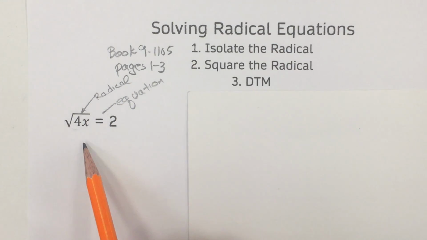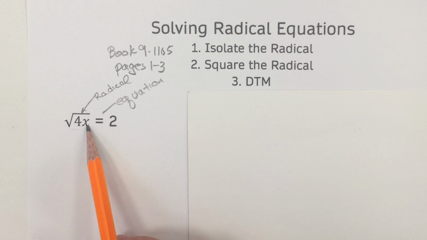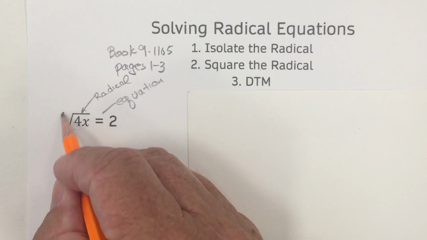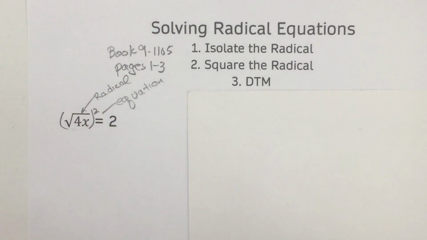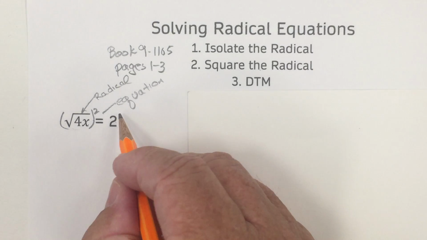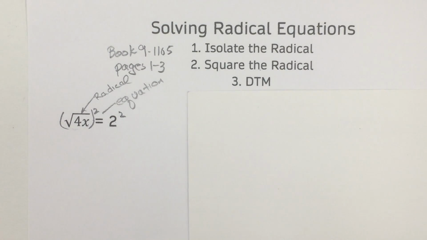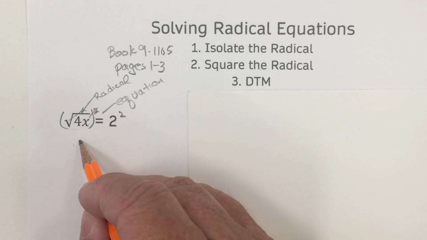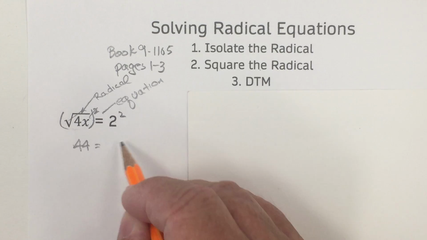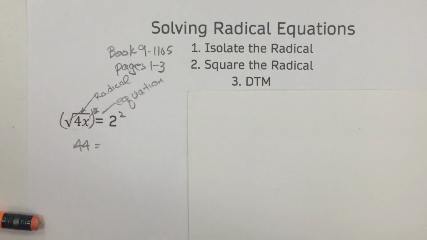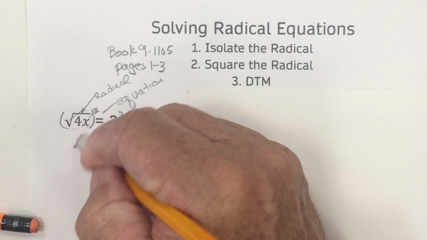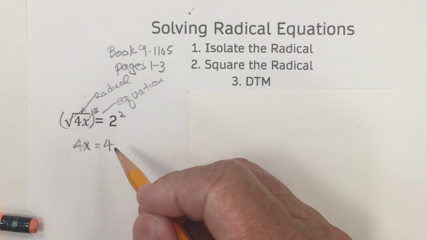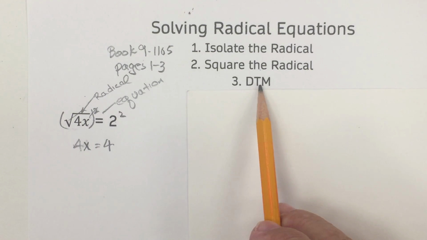So for this equation right here, we're going to find out what x is. And that's easy enough because all we're going to do, according to our second step, is square the radical. And what you do on one side, you have to do on the other side. So we're going to square the radical on the other side. So this cancels out. Okay, you'll hear me say that a lot. So that means we have 4x equals 4. And it's a simple problem.